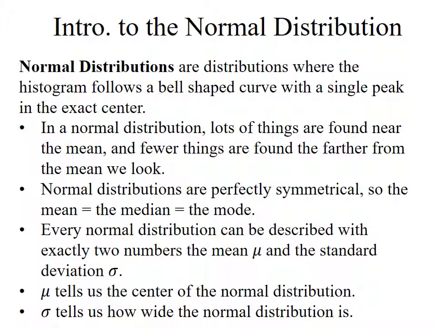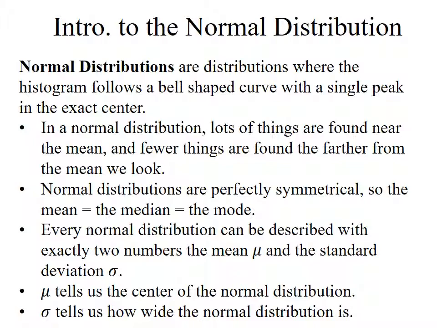Every normal distribution, in a way, is relatively simple because it can be described with exactly two numbers. If you tell me these two numbers about a given normal distribution, I know everything there is to know about it. Those two numbers are the mean, which we represent with the Greek letter mu, and the standard deviation, which we represent with the Greek letter sigma.